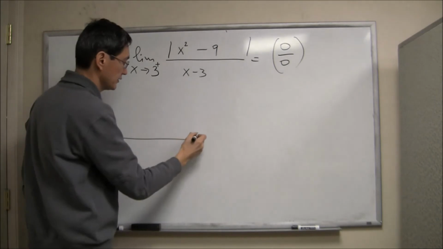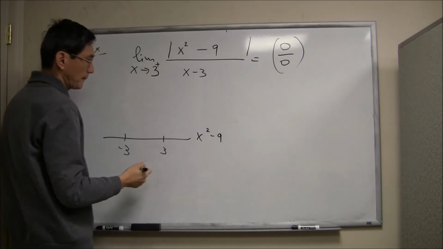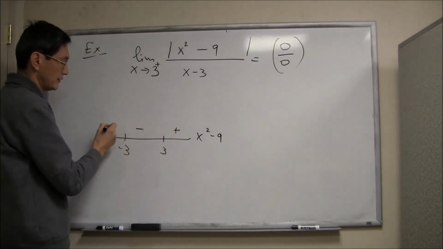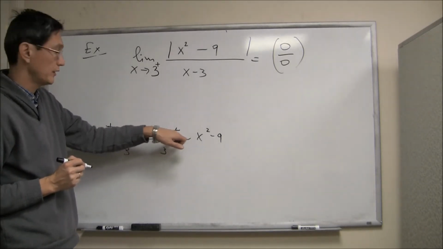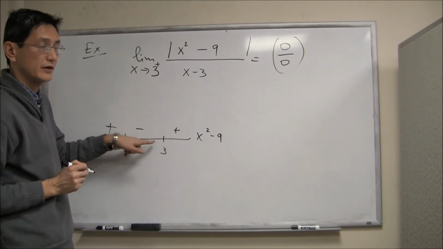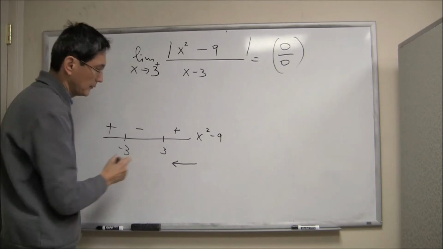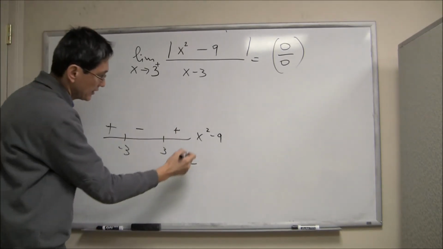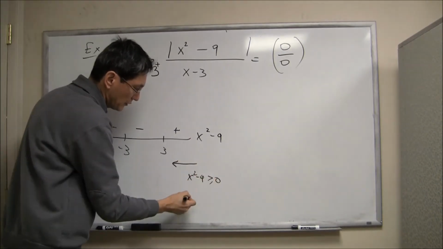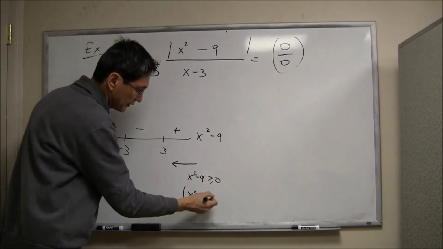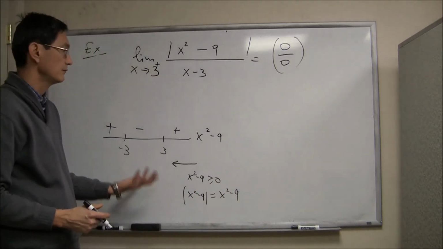So I look at the x squared minus 9. It hits 0 at negative 3 and 3. So checking where it's positive, where it's negative. Picking your test point, say 4 for the interval to the right, 0 for the interval between negative 3 and 3, and negative 4 here. Now we are approaching 3 from right. So when x approaching 3 from right, x squared minus 9 is positive. So absolute value of x squared minus 9 will be just x squared minus 9, because absolute value of a positive number is the number itself.